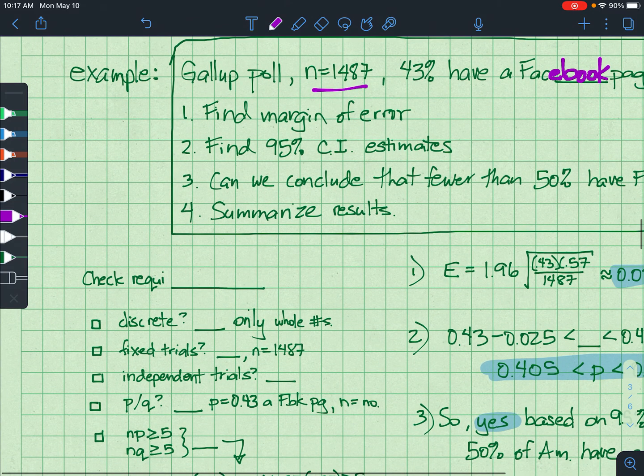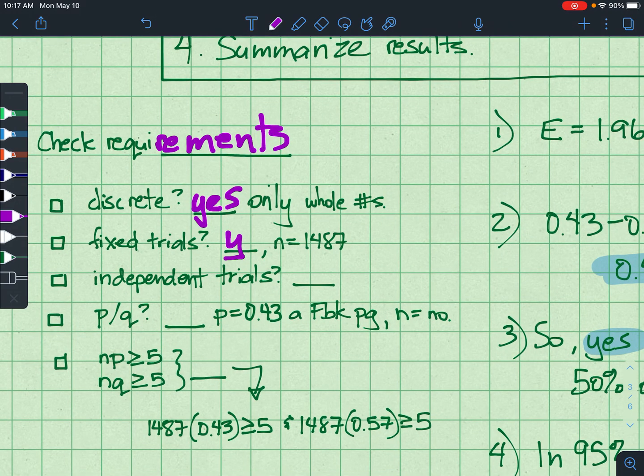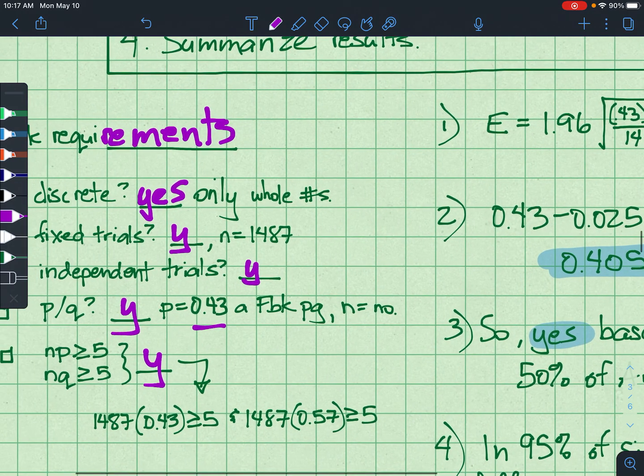So number one, check your requirements. Do they fit? Is it discrete? Well, yeah, we're only using whole numbers. Either you are or aren't. Is there a fixed number of trials? Yes. We have 1,487 people, along with independent trials. Is each one independent of the other? Yes. Is there a success and a failure rate? Yes, because we have 0.43 and obviously the remainder that don't. Finally, when you multiply np and nq, do you get something greater than 5? Yes, we have a large population here.